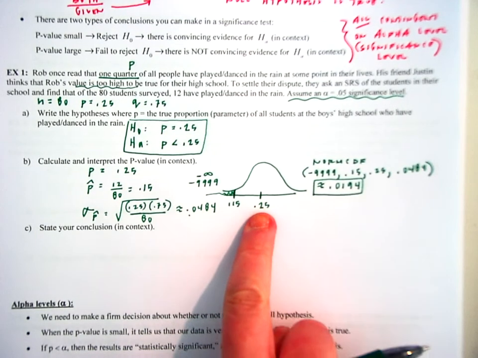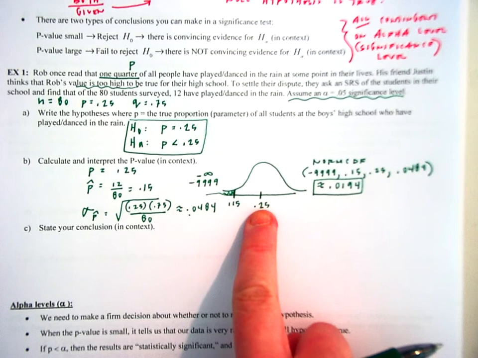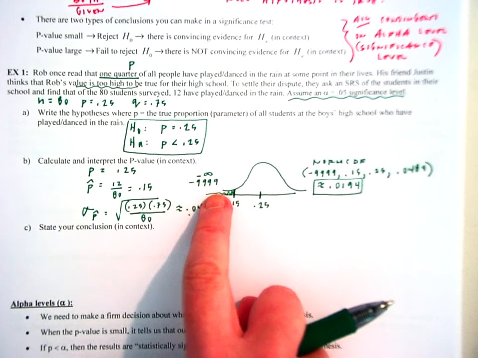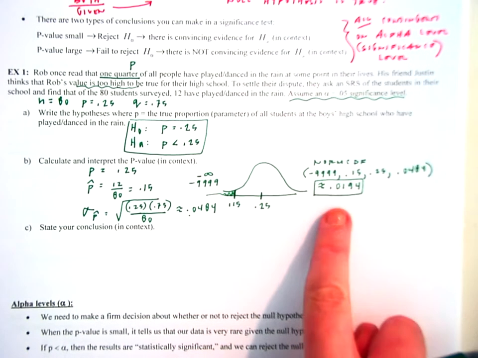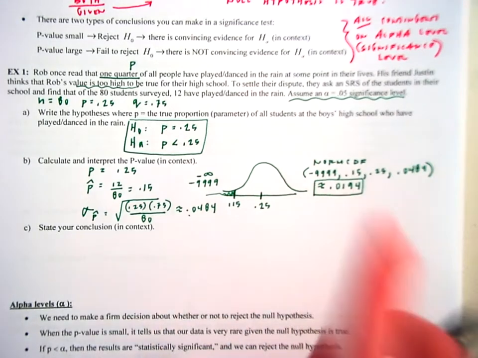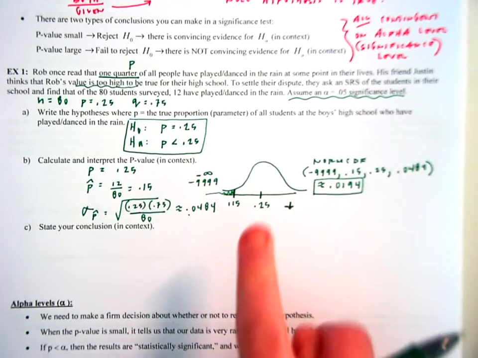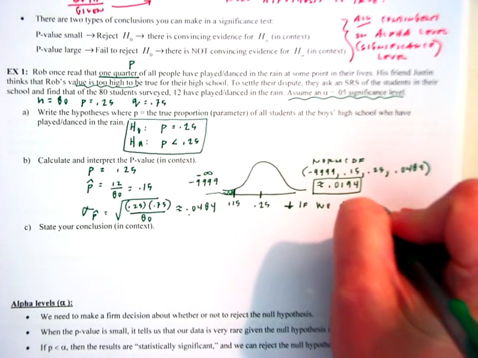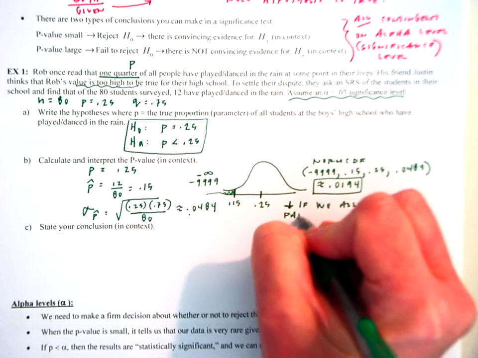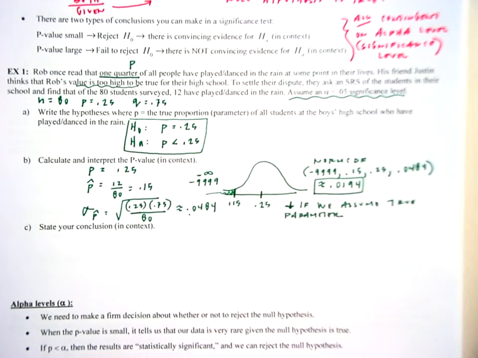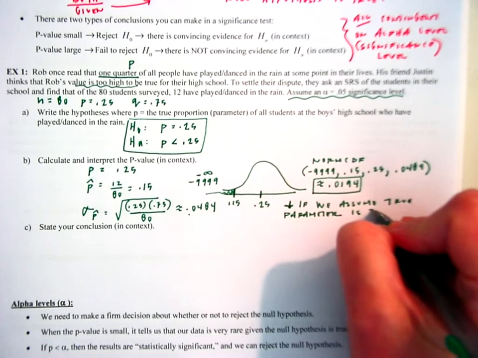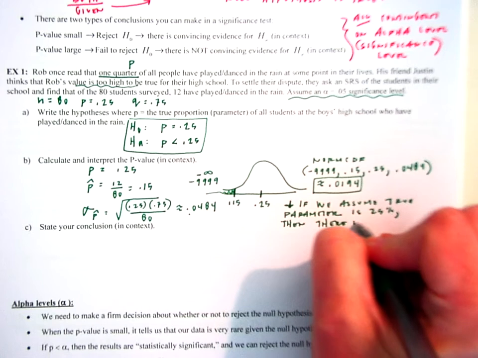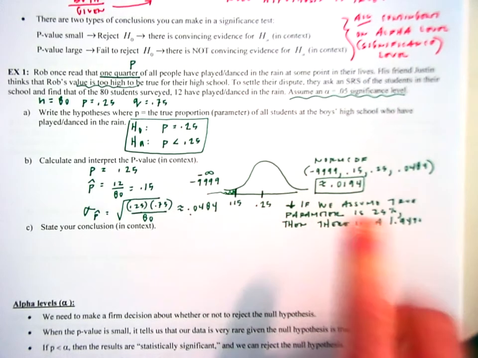Building off of my true parameter of 0.25, I'm assuming that this is the true parameter, so I'm saying how likely or unlikely is this result over here? Keep in mind that our threshold up here was 0.05. We are coming underneath that value. So if I just put this into words: if we assume that the true parameter of people who have played or danced in the rain is 25%, then there is a 1.94% chance, that's coming from right here.